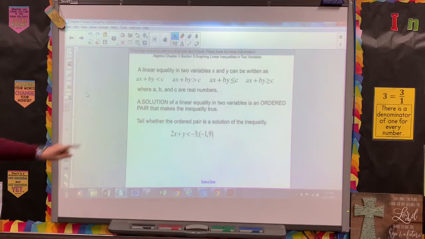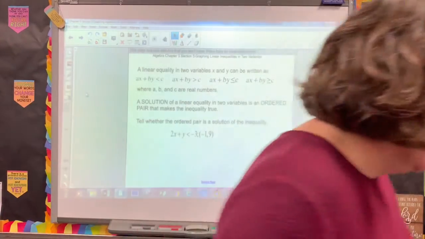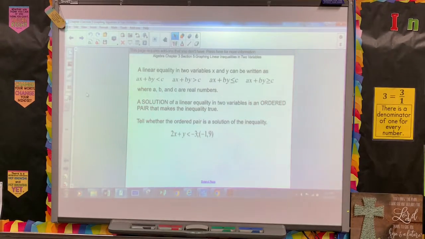Tell me if negative 1, 9 is a solution to that inequality. Not a solution.